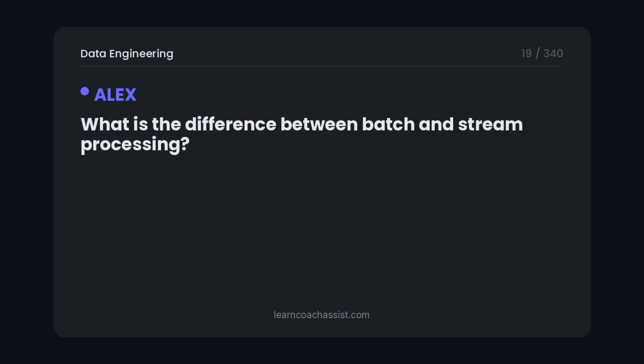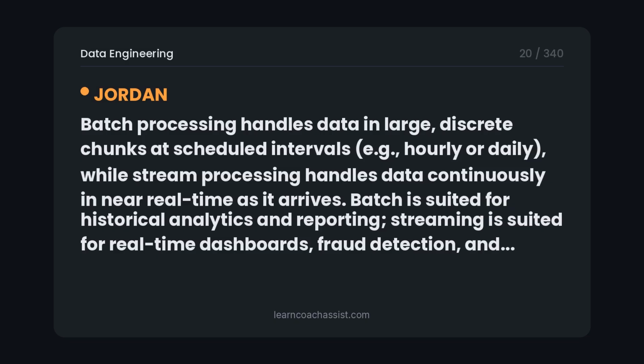What is the difference between batch and stream processing? Batch processing handles data in large, discrete chunks at scheduled intervals, e.g., hourly or daily, while stream processing handles data continuously in near real time as it arrives. Batch is suited for historical analytics and reporting. Streaming is suited for real-time dashboards, fraud detection, and event-driven systems. Tools like Spark support both paradigms.